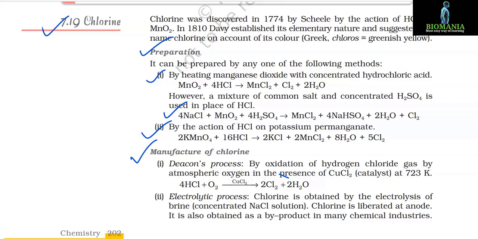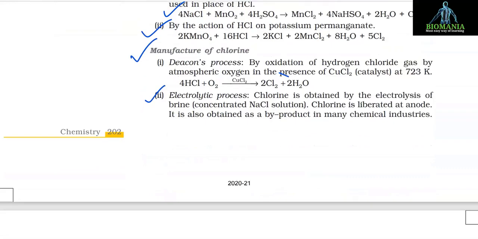Number 1, Dakin's process. By oxidation of hydrogen chloride gas with atmospheric oxygen in the presence of CuCl2, that is the catalyst, at 723 Kelvin. The reaction is 4HCl + O2 gives 2Cl2 + 2H2O, with CuCl2 as catalyst. Number 2, electrolytic process. Chlorine is obtained by the electrolysis of brine, that is concentrated NaCl solution. Chlorine is liberated at the anode. It is also obtained as a byproduct in many chemical industries.